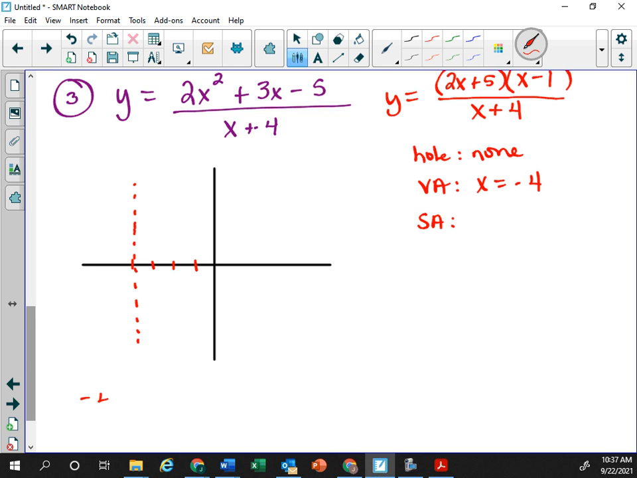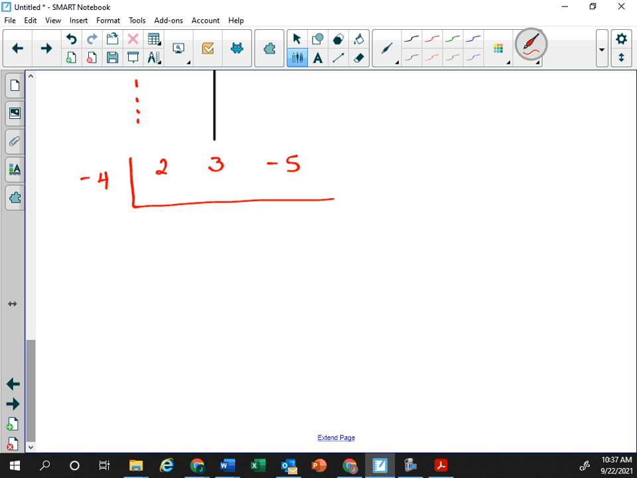So I'll put the -4 out here. You write the coefficients, 2, 3, -5. So I'll just go through the division, bring down the 2, -8, -5, 20, 15. Okay, so this is 2x minus 5, and then we have this lovely remainder of 15.